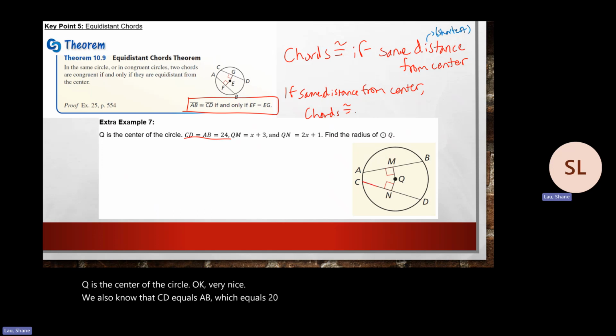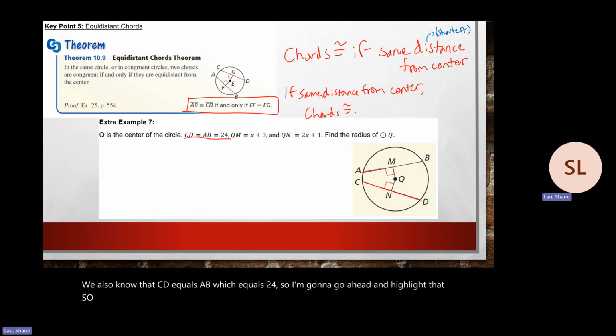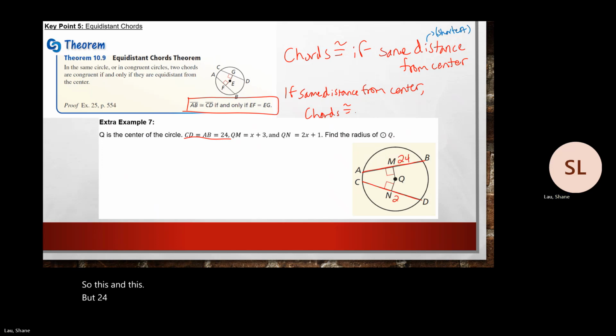So I'm going to go ahead and highlight that. So this and this, I'm going to put 24 there, 24 there. Then it also tells me that I have a QM, which is x plus 3, which is this part right here. Then it also tells me I have a QN, which is 2x plus 1. And we're tasked to find the radius of the circle Q.